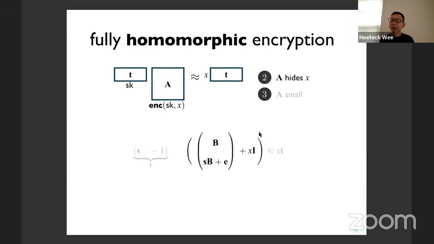Now we want to turn A into a matrix of small entries. In fact, we're going to do something more general. We're going to show how to make A small. Ignore for a moment how to get A to hide X. Now we're going to make A small.